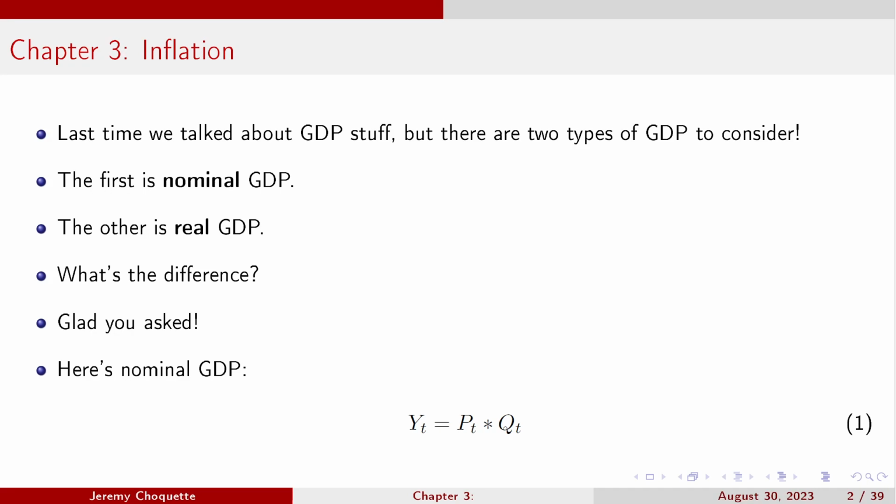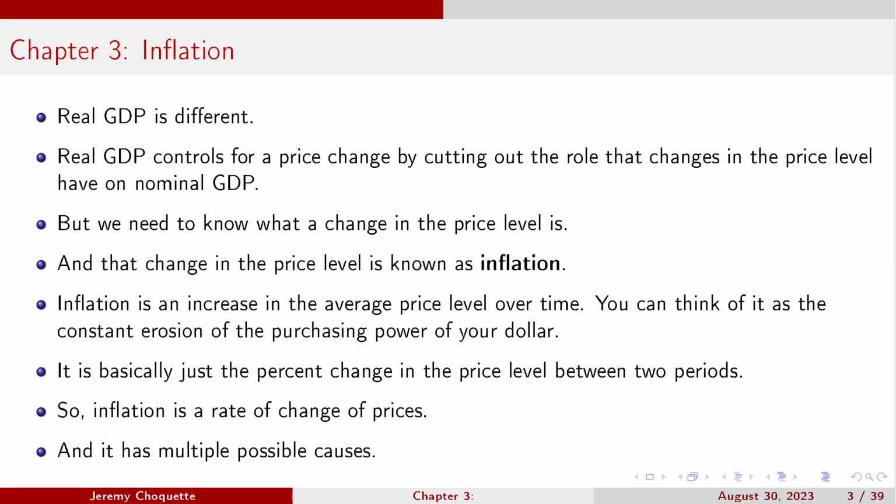Nominal GDP has current prices and current quantities. So if you look, Y_t equals P_t times Q_t: P_t, price in time period t, times Q_t, quantity in time period t. So for nominal GDP, you would have current prices and current quantities. Real GDP is a little different. Real GDP is going to control for the price change by cutting out the role that changes in the price level have on nominal GDP.